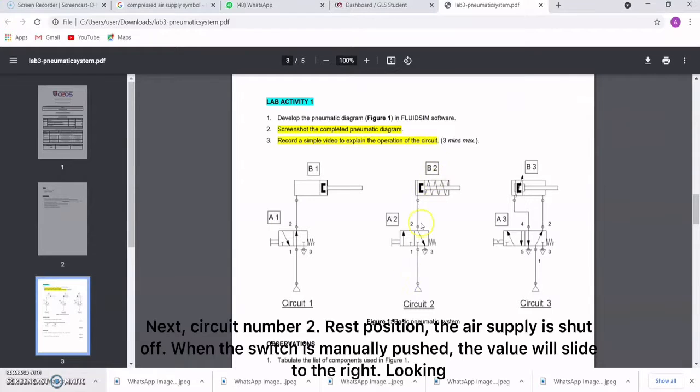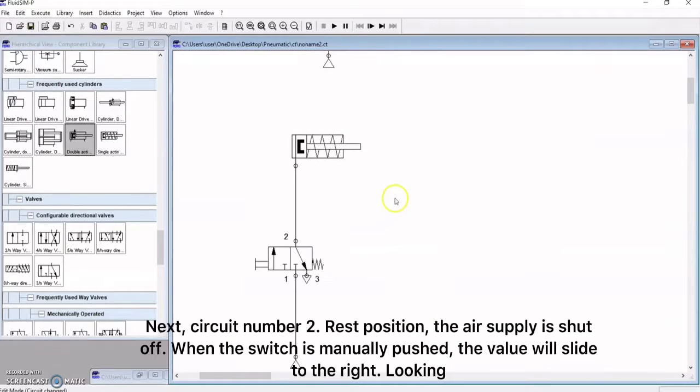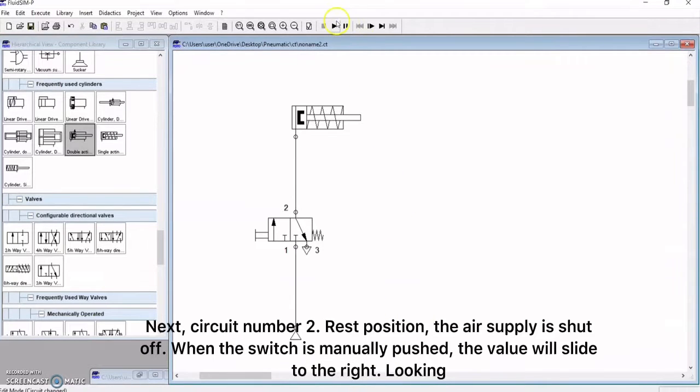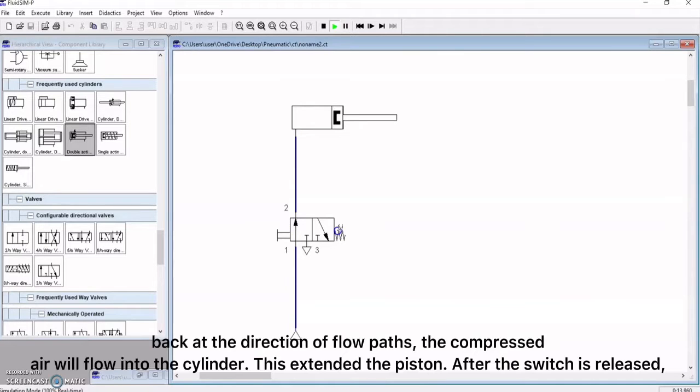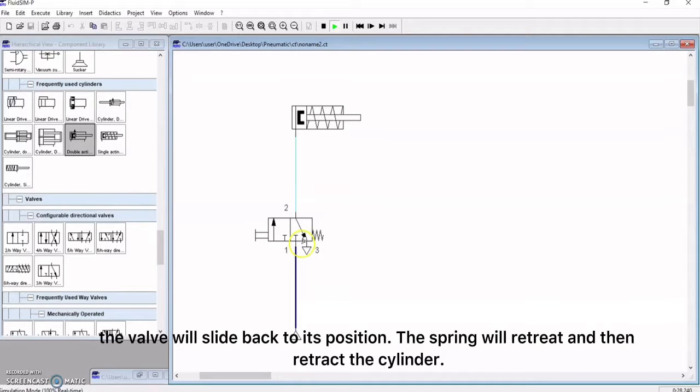Okay, so next, circuit number 2. At rest position, the air supply is shut off. When the switch is manually pushed, the valve will slide to the right. Looking back at the direction of flow path, the compressed air will flow into the cylinder. This extends the piston. After the switch is released, the valve will slide back to its position. The spring will retreat and then retract the cylinder.